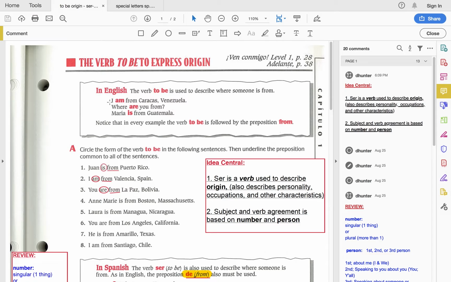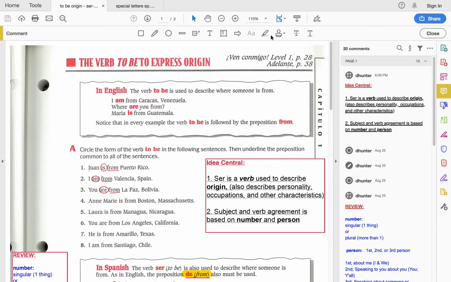So again, the first use of ser that we're going to focus on is the bolded one here, which is our origin, where someone is from. Where are you from is the question form of to be for origin. And then finally, Maria is from Guatemala. Notice that every example with the verb to be is followed by from.